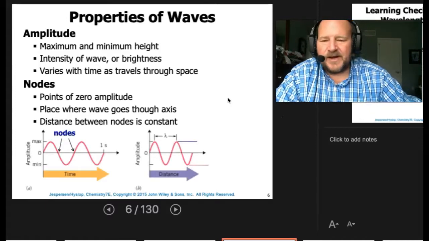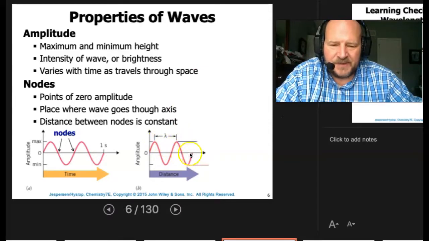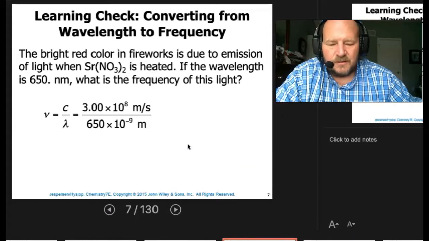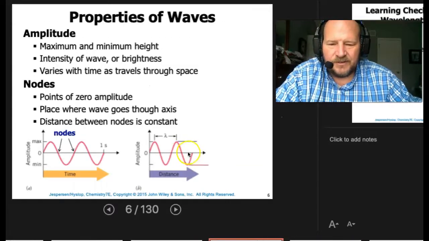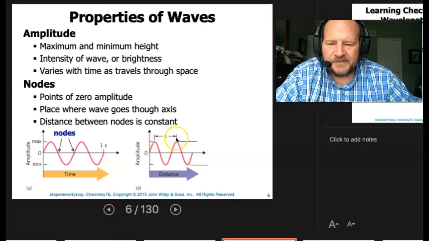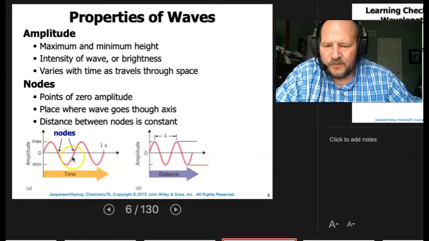So if we're looking at a wave, we can see we have lambda being measured from peak to peak here. The amplitude is being measured from our line of origin up to the top of the peak. And of course, this is looking at distance. So that's why we're going to have wavelength. Here are our nodes being pointed out. So it's when that wave crosses over the point of origin or when it comes back across. Okay.